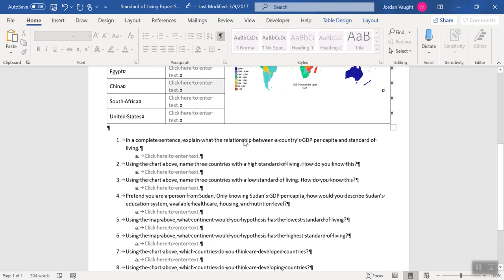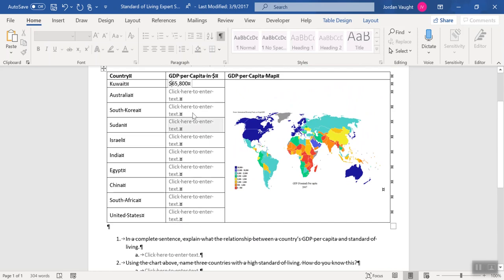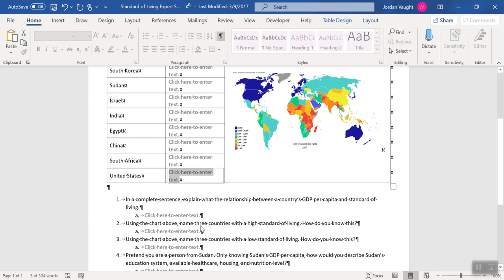So explain the relationship between countries' GDP per capita and standard of living. This is something we talked about in class over the notes. So look at what does a higher standard, okay, as in wealthy, mean for your standard of living, which is how you get food, medical care, and all that kind of stuff. So when you're looking at does money provide better things for you or does it not, how are they related? So please answer that one.